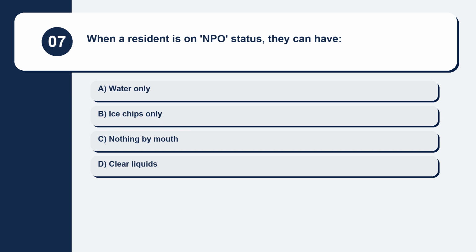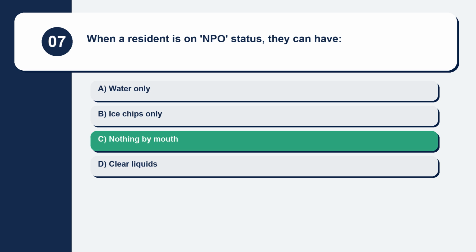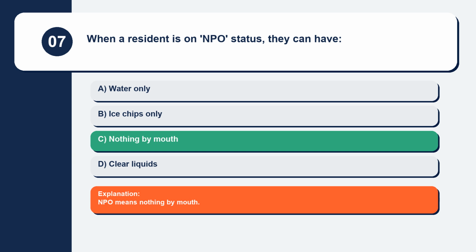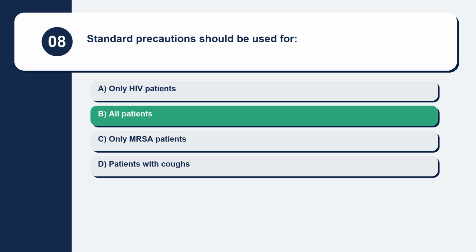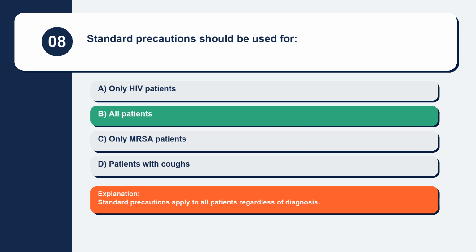Question 7. When a resident is on NPO status, they can have water only, ice chips only, nothing by mouth, clear liquids. NPO means nothing by mouth. Question 8. Standard precautions should be used for only HIV patients, all patients, only MRSA patients, patients with coughs. Standard precautions apply to all patients regardless of diagnosis.